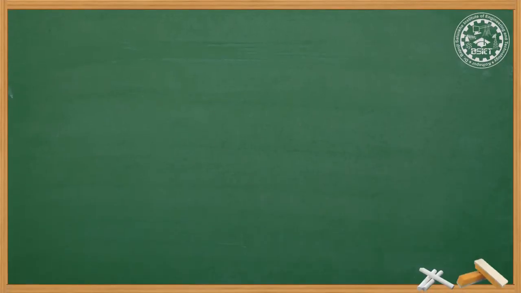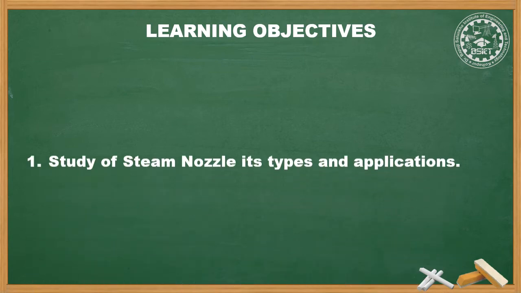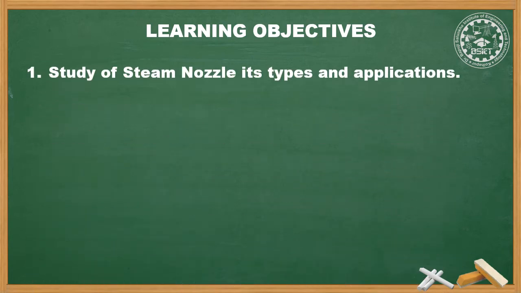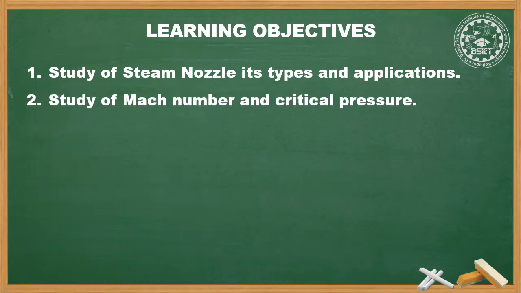The learning objectives for today's session are: number one, study of steam nozzle, its types and application. Different types of steam nozzles will be studied in today's session, and the applications for it will also be studied. Second, study of Mach number and critical pressure. The terminologies related to steam turbine or steam nozzle will be studied in today's session.